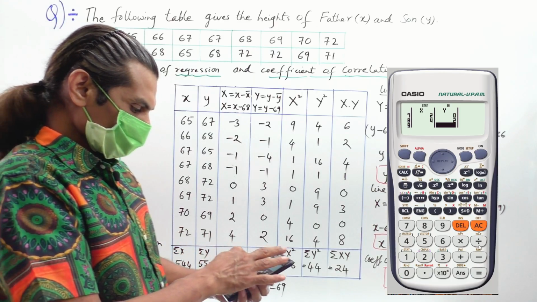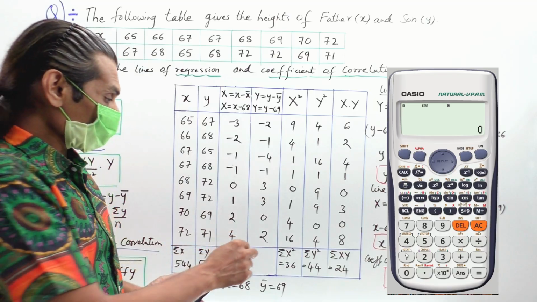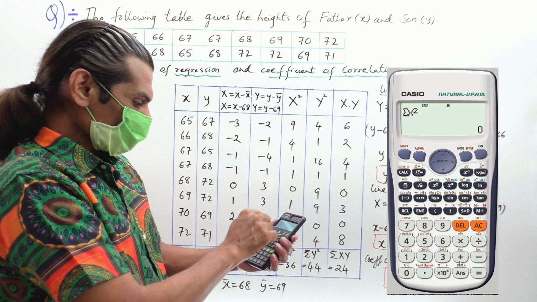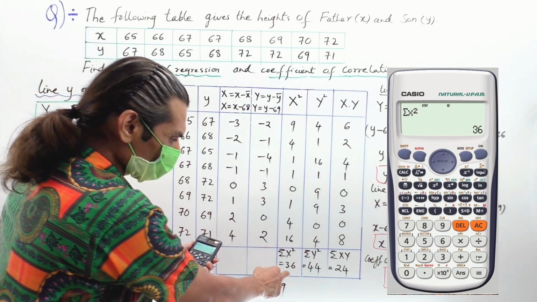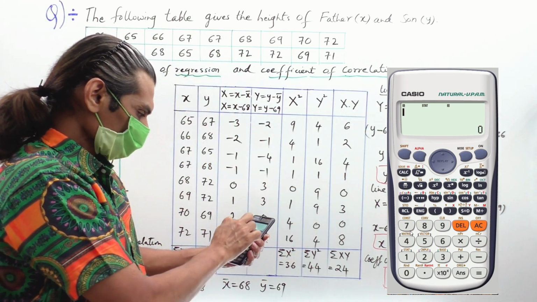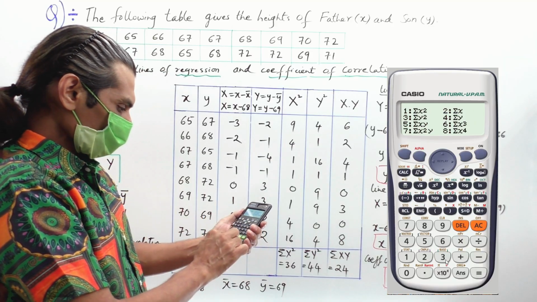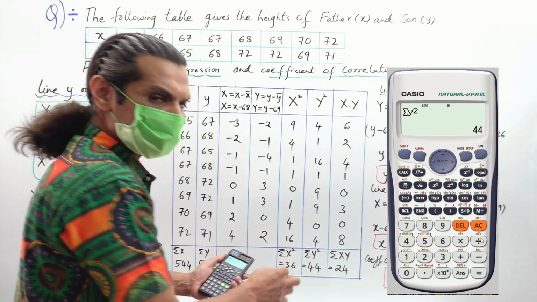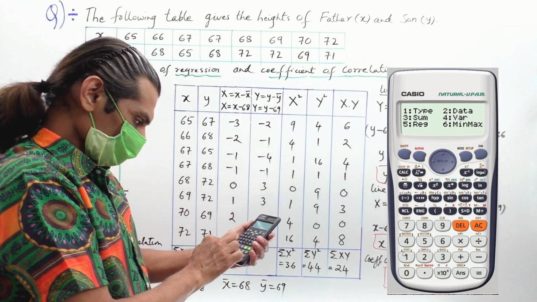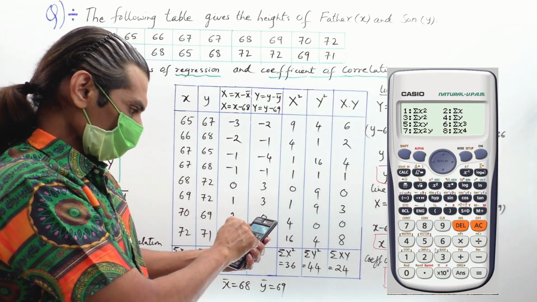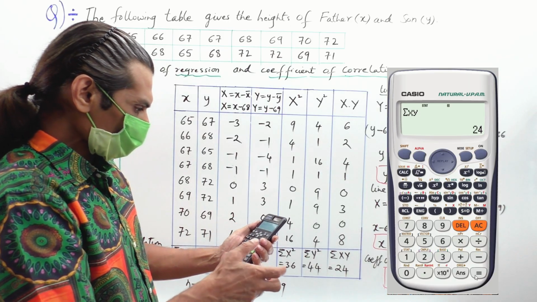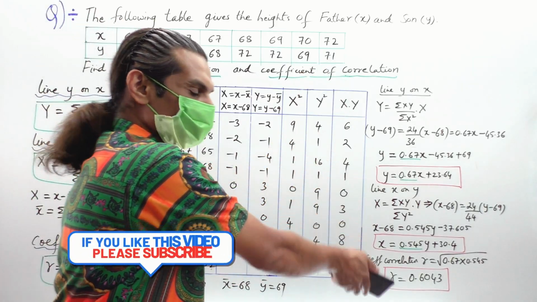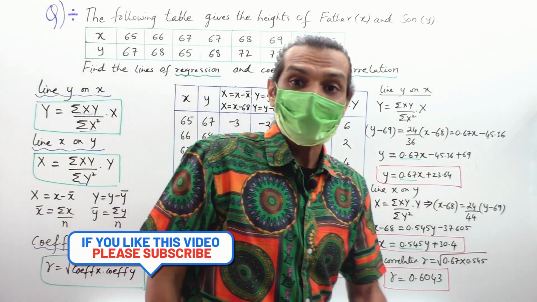Now again you see, go to shift stats. Here you're finding summation x square, summation y square, summation xy. So go to sum. Number 1 is summation x square, which is equal to 36. Perfect. Then again shift stats, again sum. Y square is number 3, which is equal to 44. Perfect. Then again shift stats, again sum, xy will be your number 5, which is 24. So you have all the values here, put the values, get the solution. That's it.